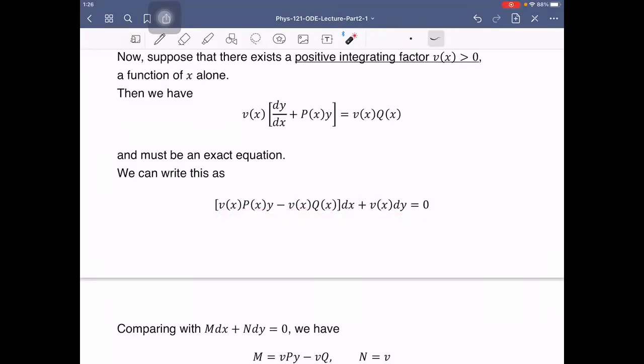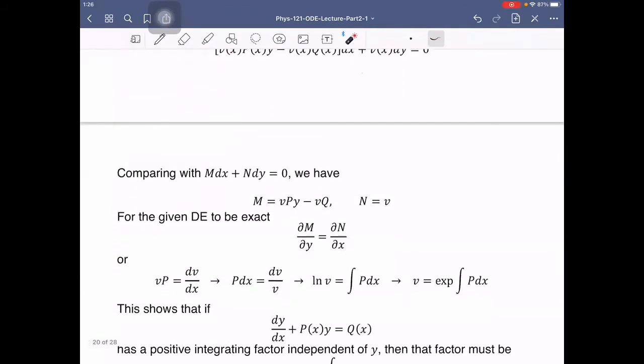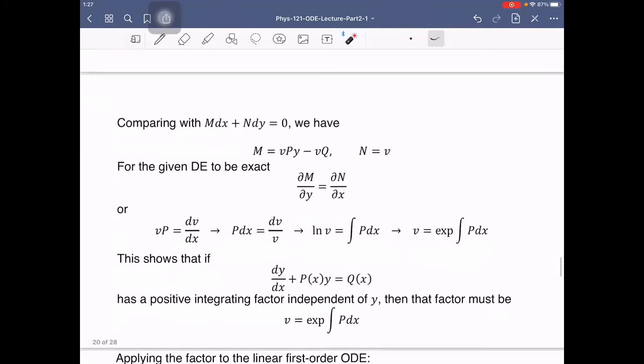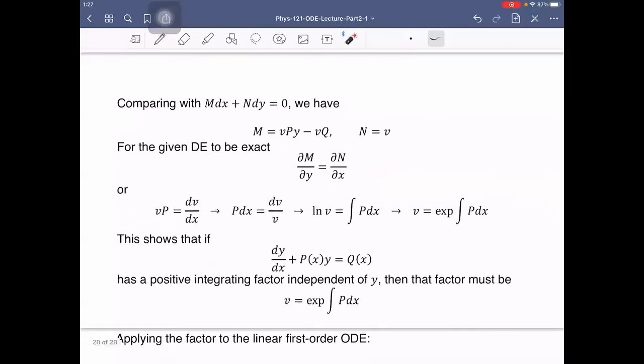Okay? So kung mapapansin nyo, we have dx and dy here. So again, this is of the form m and n. Okay, this dy, this dx. Okay? So comparing that with this expression, we can have the m, which is equal to v p y minus v q, and n is just v. Alright? So para maging exact, again, ulitin natin, kailangan ito yung condition. So we can use that.